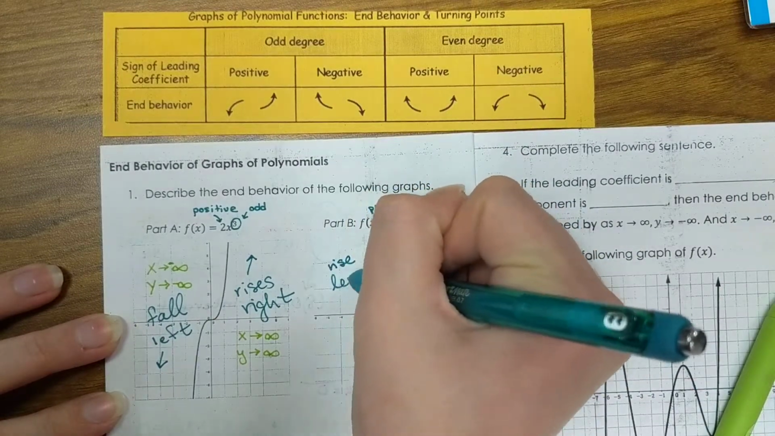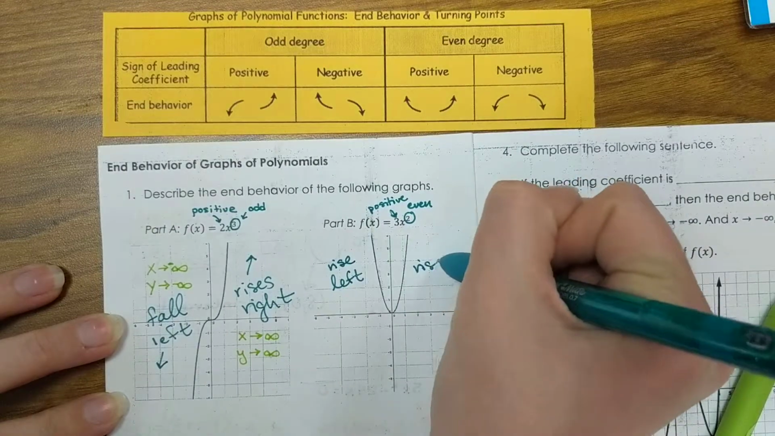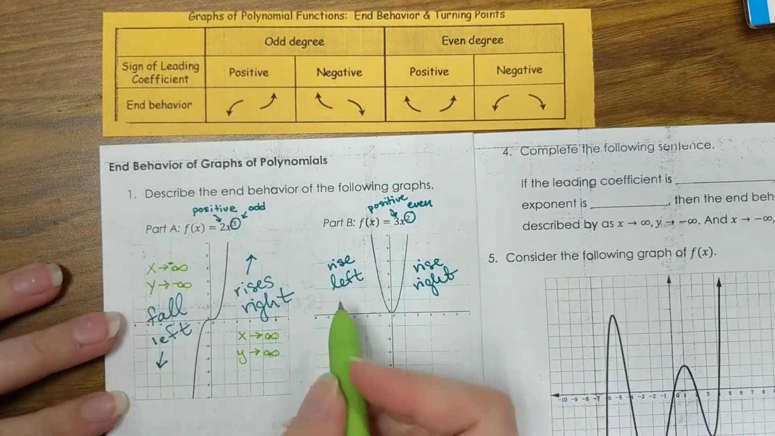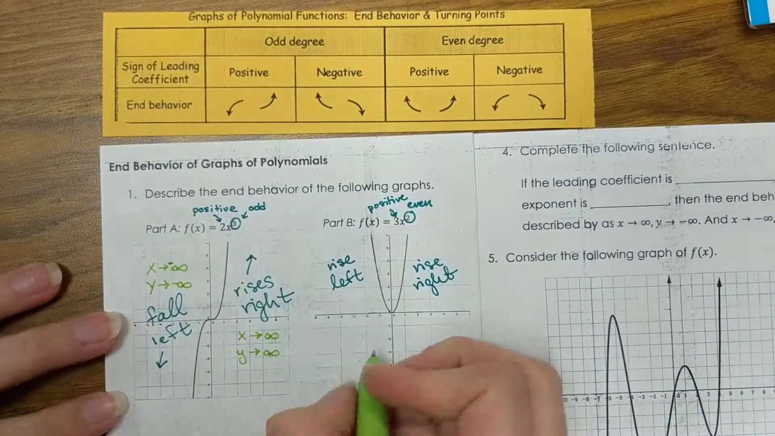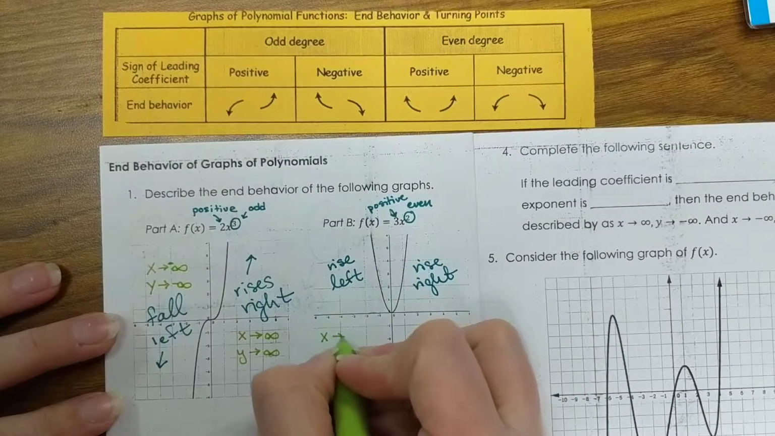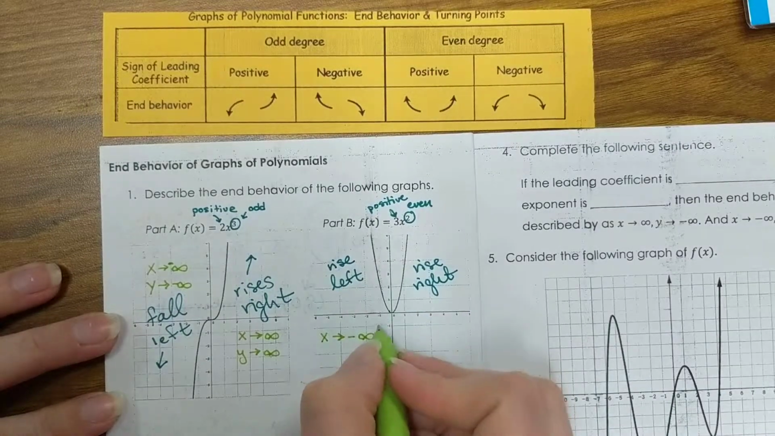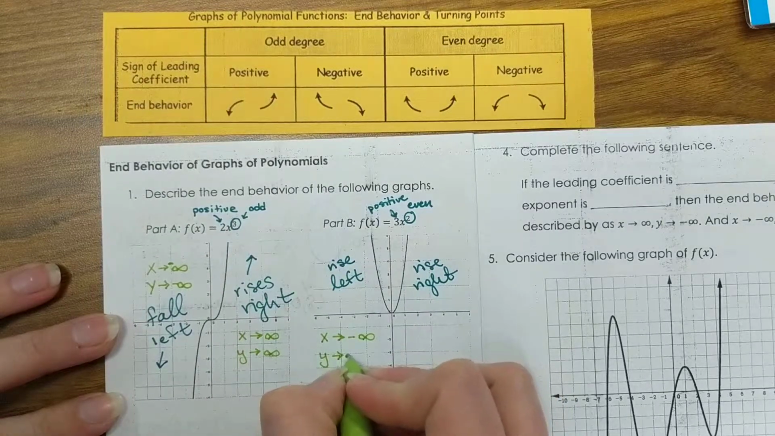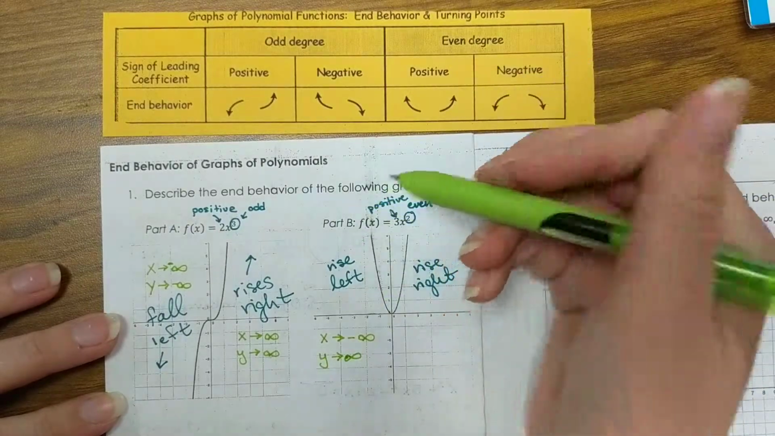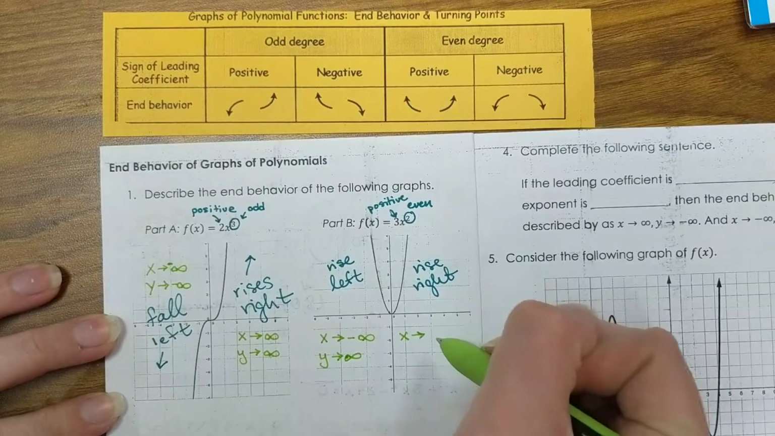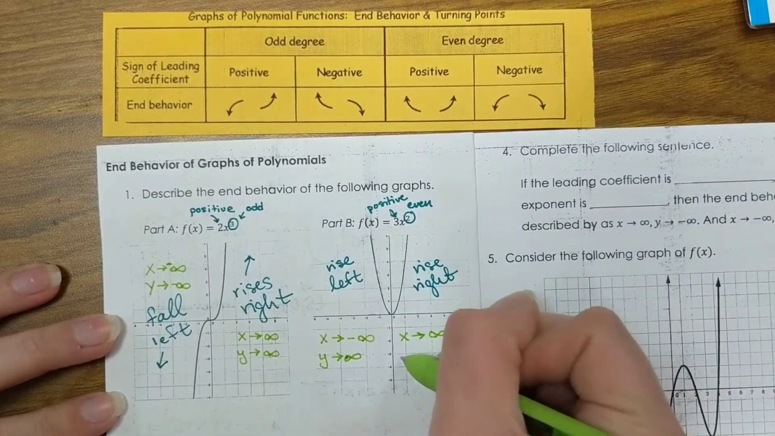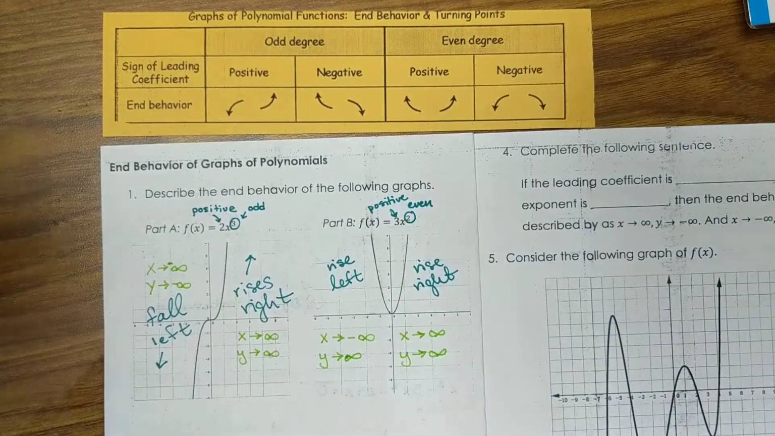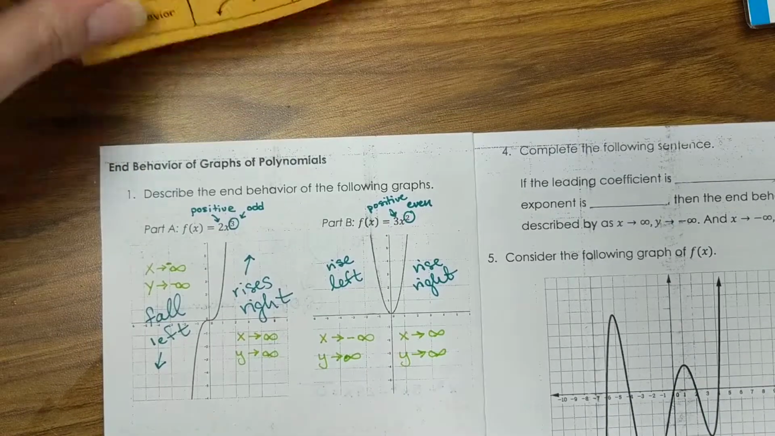So you put rise left, rise right. And again, we figured out how to write that with infinities last week. So as x is approaching negative infinity, as x is going down, y is going up because it was rising. Now as x is going towards positive infinity, or going to the right, y is rising, so it's going to positive infinity.